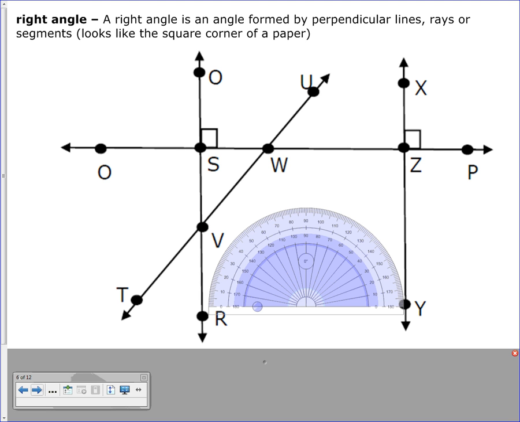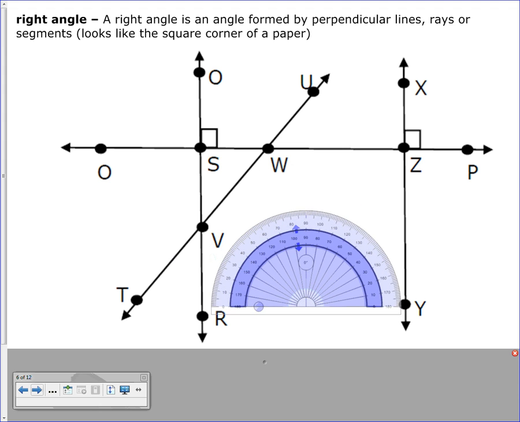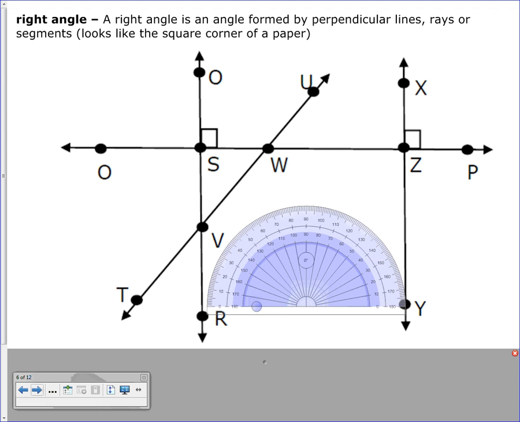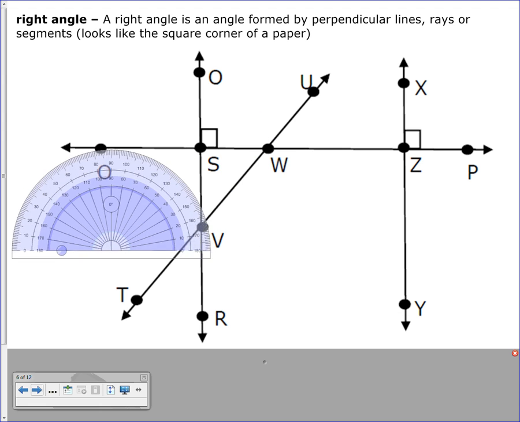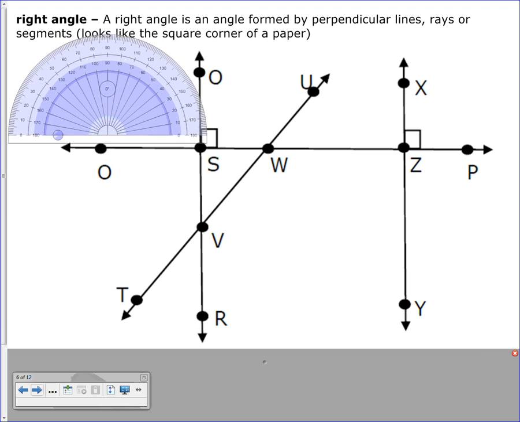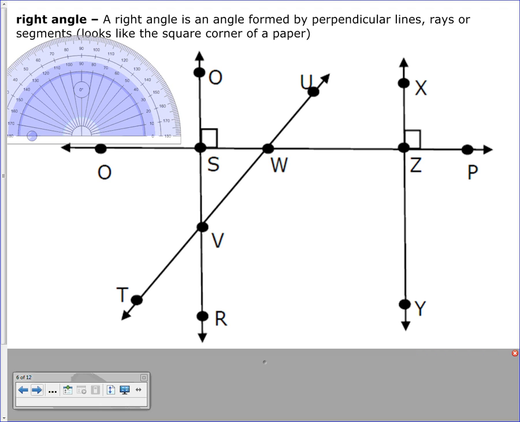So a right angle is an angle formed by perpendicular lines, rays, or segments. It looks like the square corner of a paper. I'm going to be using this tool right here, and this is called a protractor. We use protractors to determine angles. I see a square right here in the middle. It says it's a right angle, but is it really?